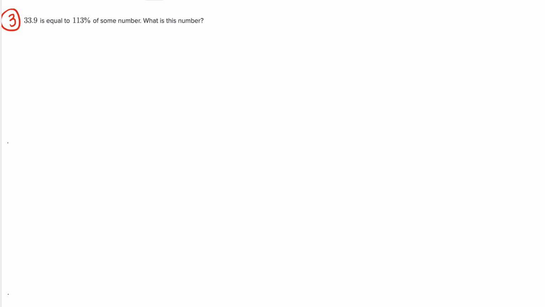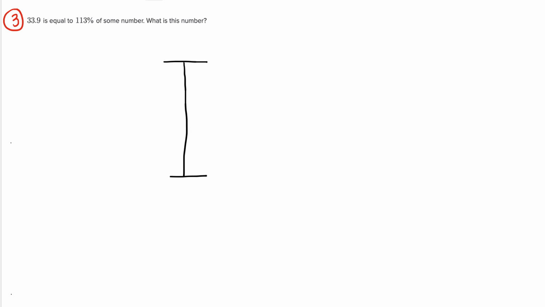Okay, wonderful. So let's do this question. 33.9 is equal to 113% of some number. What is the number? Wonderful. So let's do this one also with our double number line. I'm going to write it here.